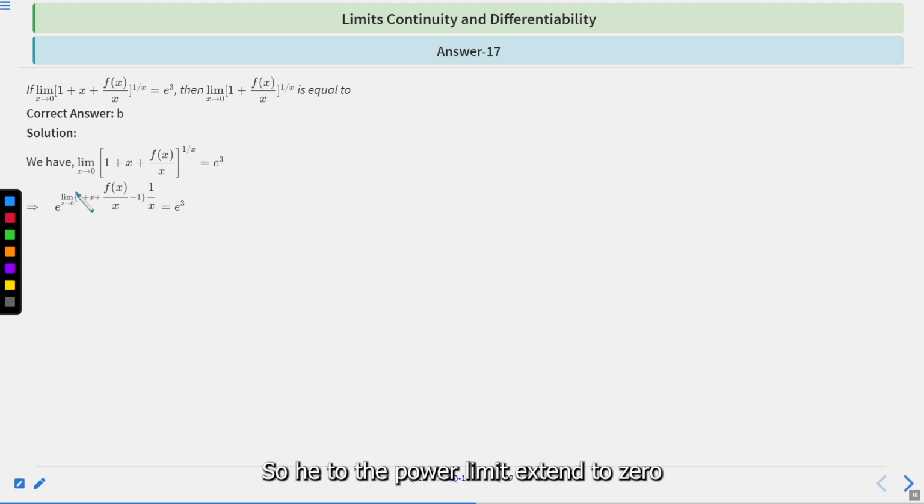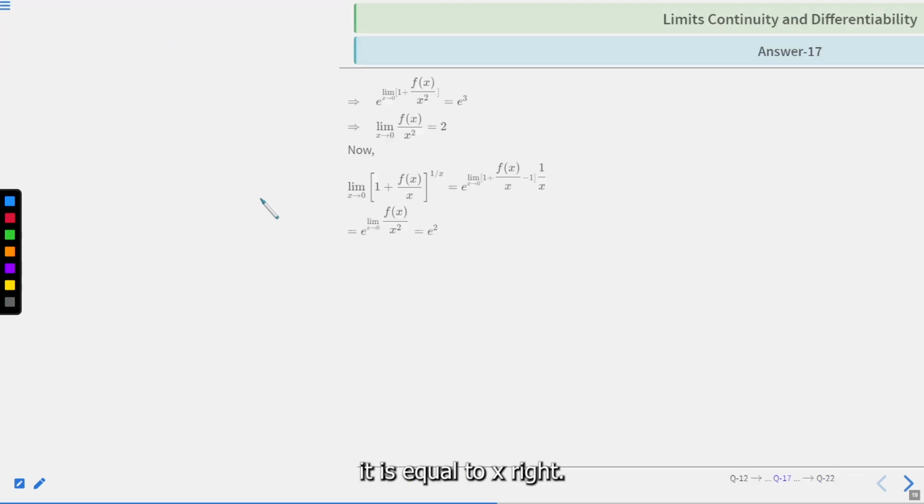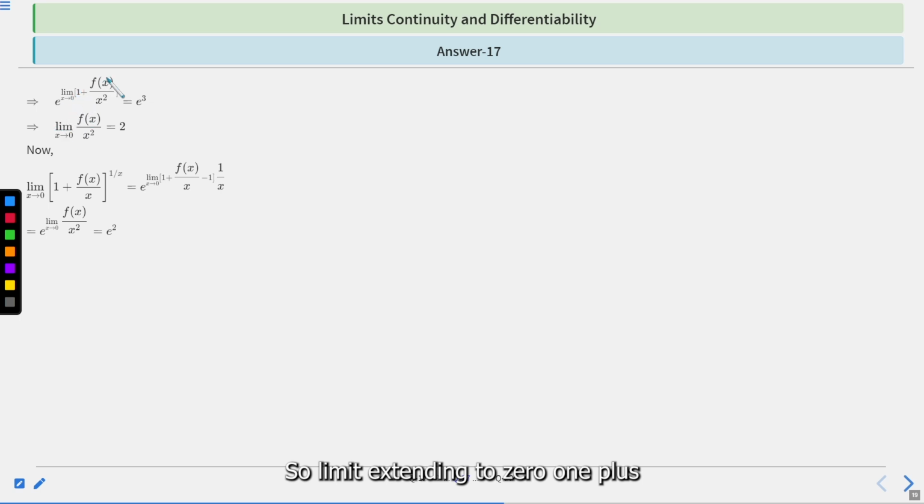So e to the power limit x tending to 0, (1 plus x plus f(x) upon x) minus 1, f(x) minus 1 into g(x), right? Which is 1 by x, clear? So see, 1 and 1 will be cancelled out when you put limit x tending to 0. It is equal to e cube, right? So limit x tending to 0, (1 plus f(x)) upon x square is basically e cube, clear? So limit x tending to 0, (1 plus f(x)) upon x square is 3. So let's move 1 this side. So limit x tending to 0, f(x) upon x square is equal to 2, clear?